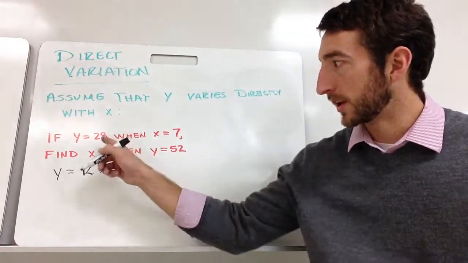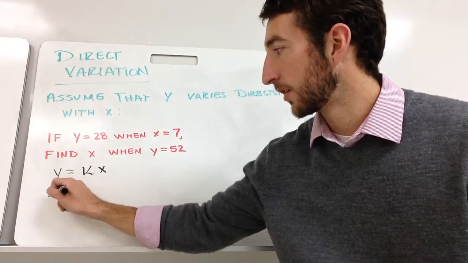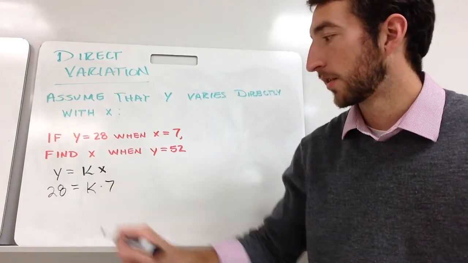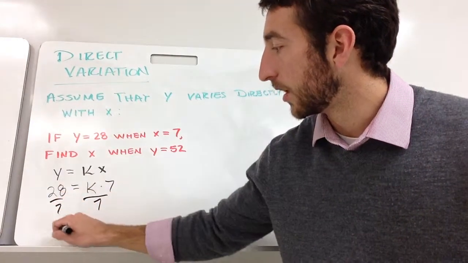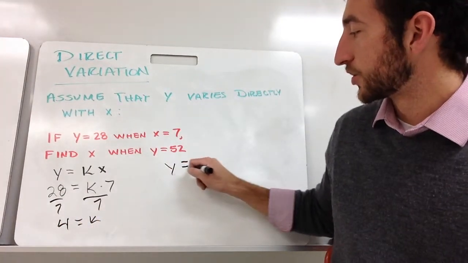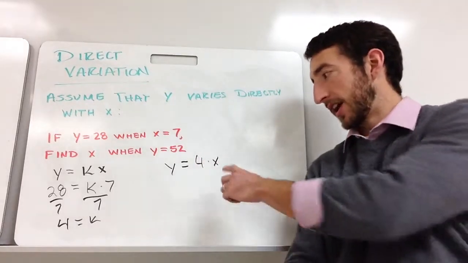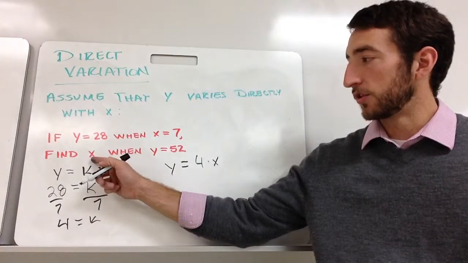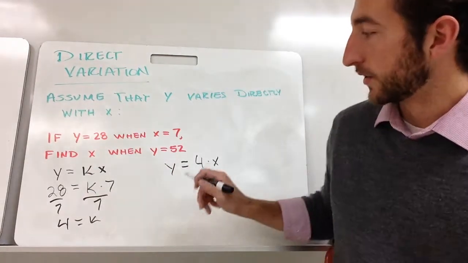So I do just what I just did. I know that my point is my x is 7 and my y is 28, so I'm going to sub those in. 28 equals k times 7. Okay, then I'll solve for k. Divide by 7, divide by 7. So that's 4 is equal to k. So now I have my equation for this relationship: every time I have an x, I'm going to multiply by 4, and that gives me what k is equal to.